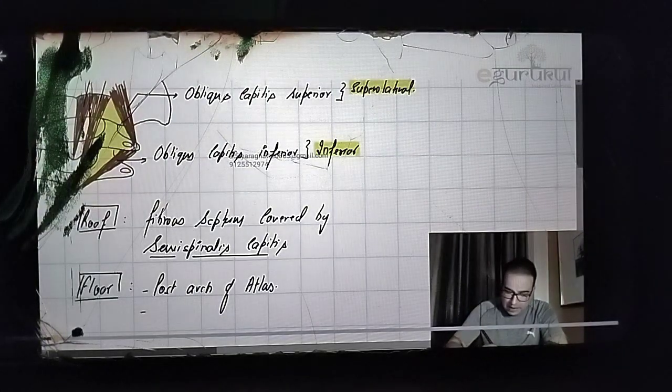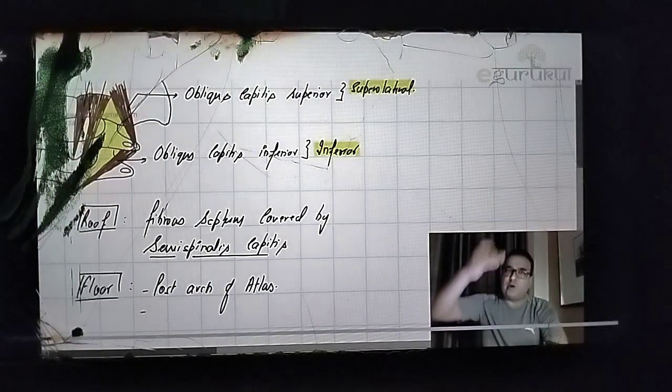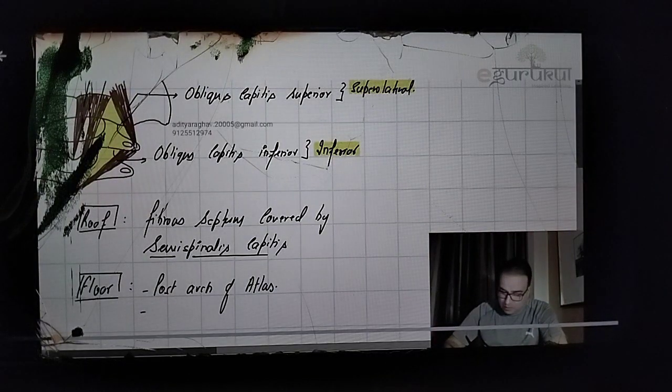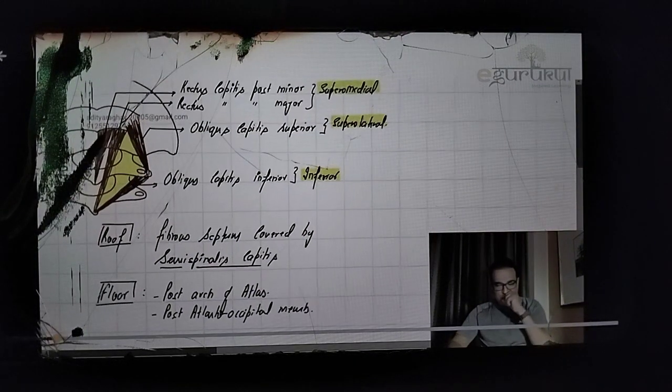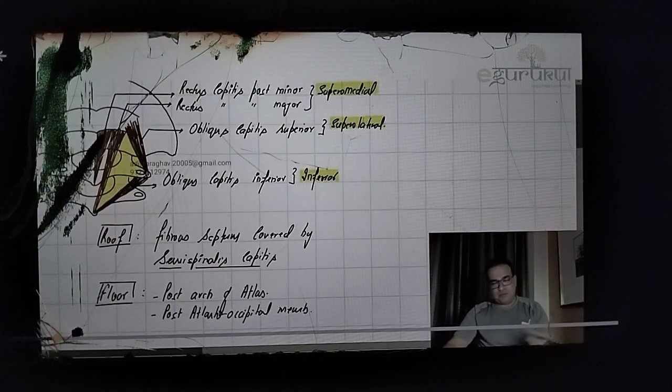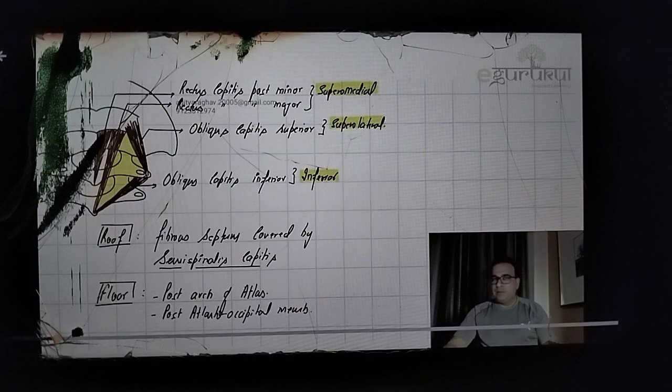The second thing, again coming from the same posterior arch of the atlas and going to the margin of the foramen magnum, is the posterior atlanto-occipital membrane. So that is the suboccipital triangle, with its boundaries: superior medial, superior lateral, inferior, the floor and the roof.